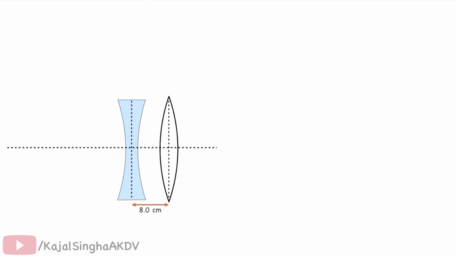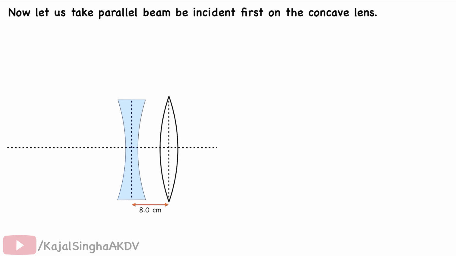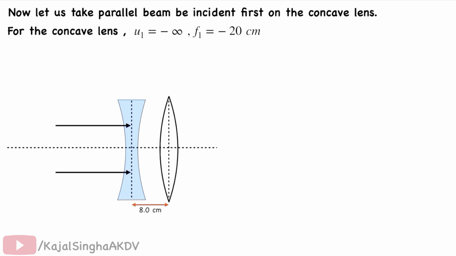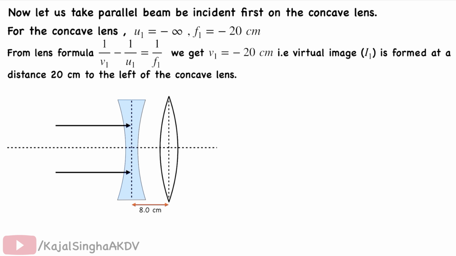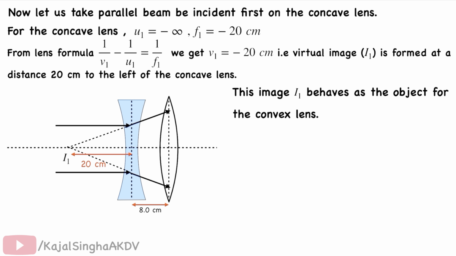Now let us take the parallel beam to be incident first on the concave lens. So for concave lens, object distance is minus infinity and focal length is minus 20 centimeters. So from lens formula, if we put these values, we get v1 equals minus 20 centimeter. That is, image distance is 20 centimeter. Our virtual image I1 is formed at a distance 20 centimeter to the left of the concave lens. Now this image I1 behaves as the object for the convex lens.